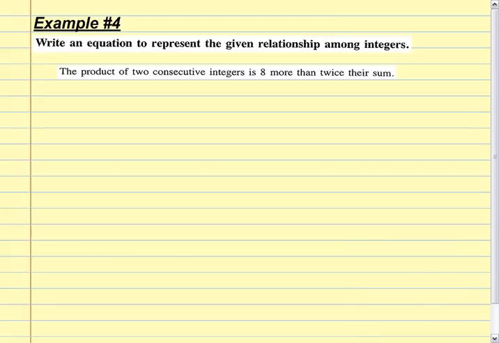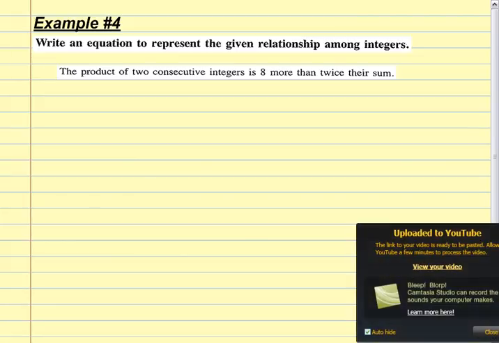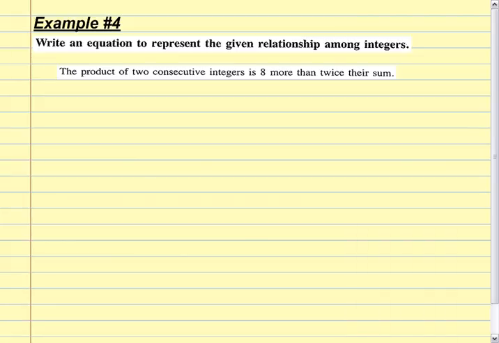Okay, folks, example number 4 says, write an equation to represent the given relationship among integers. And I mentioned this earlier in class. We don't have to solve it because when we multiply two variables, we're going to get a variable squared or a variable cubed depending on its exponent. We don't know how to solve those yet. So they're not asking us to solve this. They're just saying, write an equation that represents this stuff.